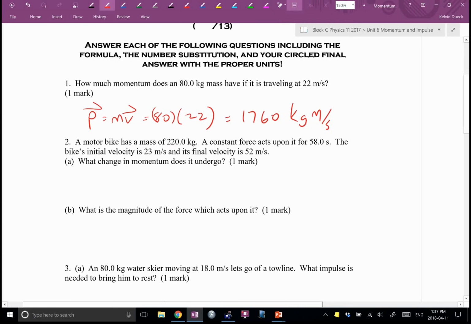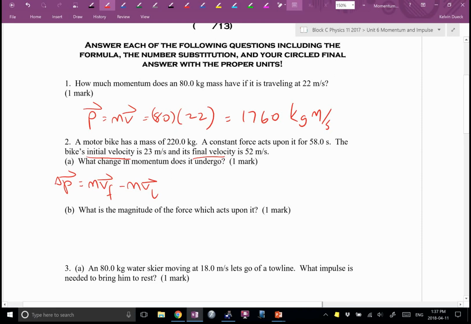Sierra, what's A asking me to find for number 2? What's another word for change in momentum? So I could have said find the impulse. Anyways, I got a whole bunch of different ways. I scanned this. As soon as I saw initial and final, I said, aha, I'm going to find the change in momentum by going mv final minus mv initial.